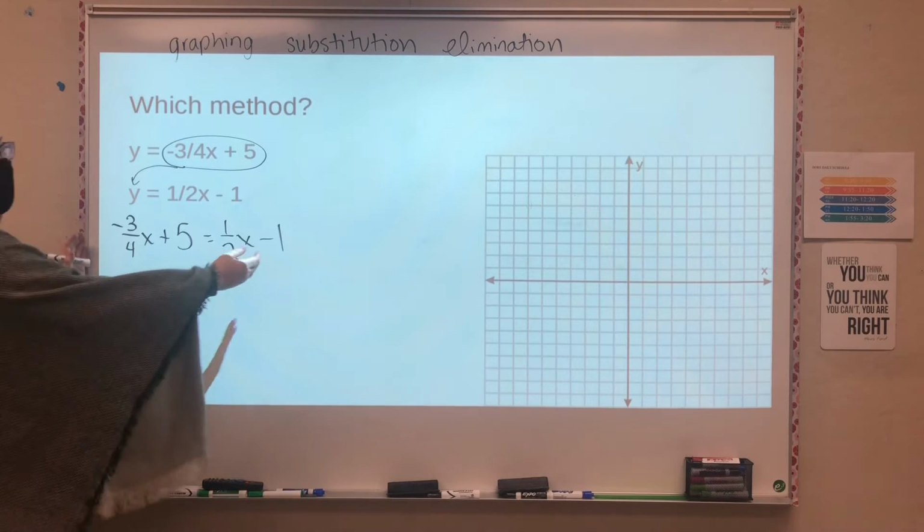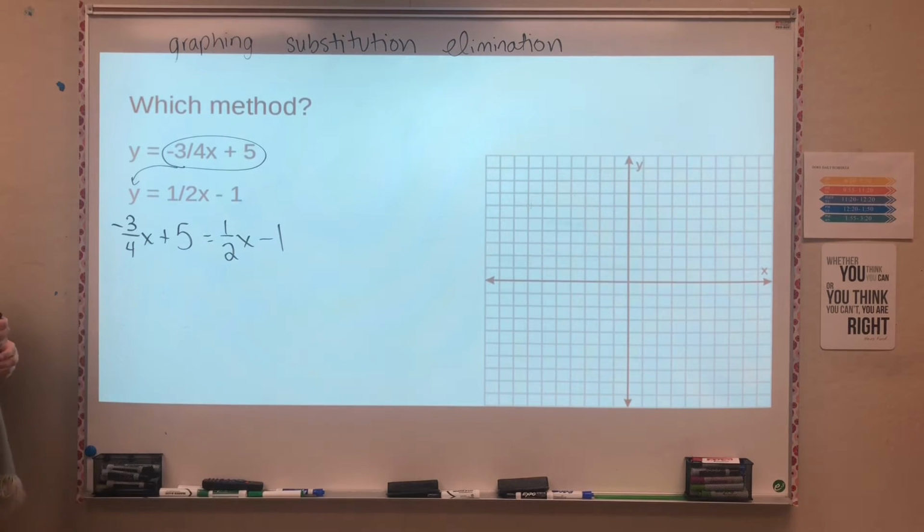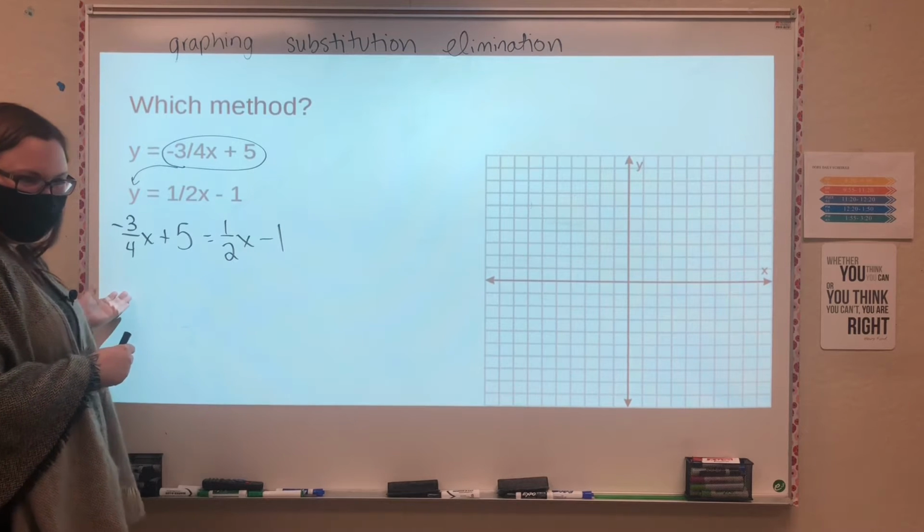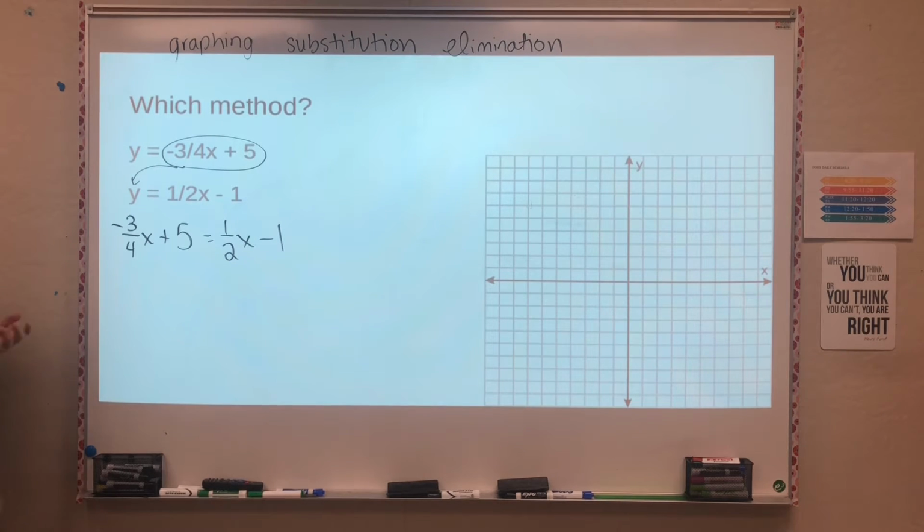Generally speaking, what are we going to do with what we're looking at now? Just get the x on one side. Yep, and solve the equation. Is this an equation you are just dying to solve? Why not? It's got fractions. Yeah. So that's the other piece to this.